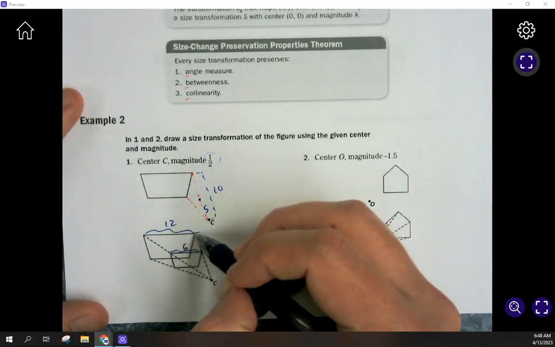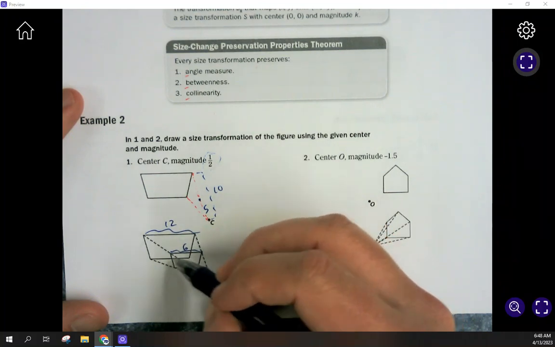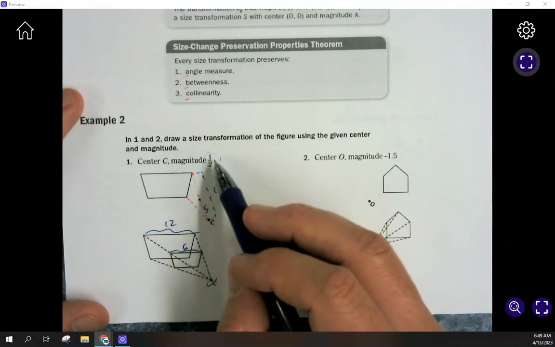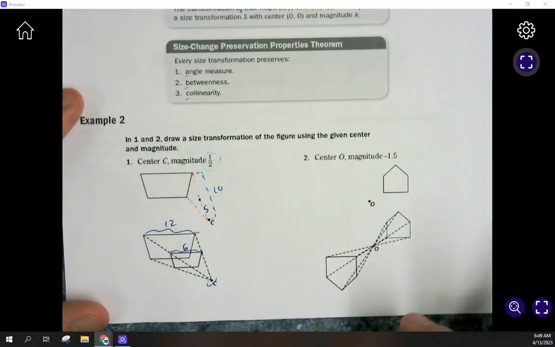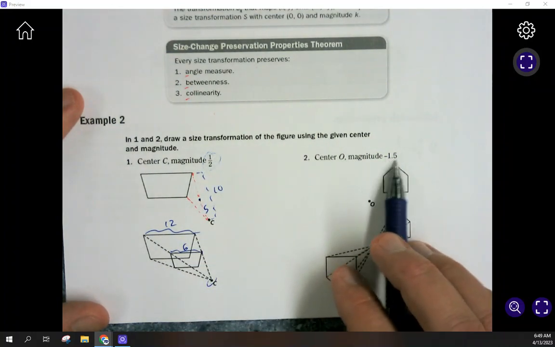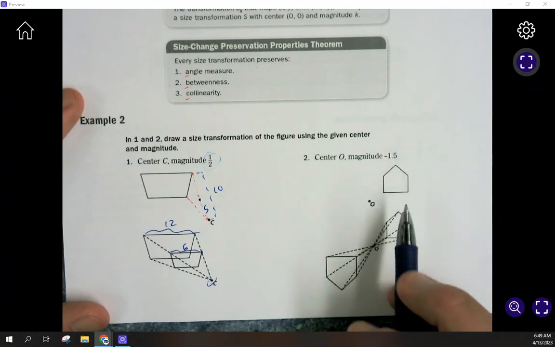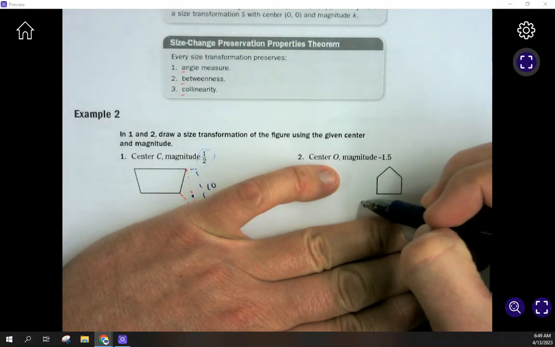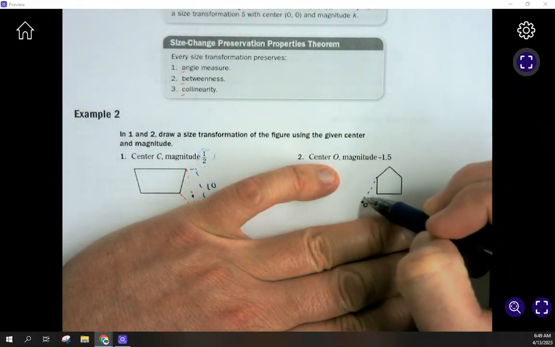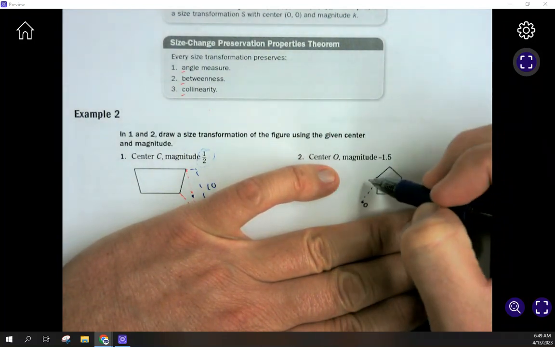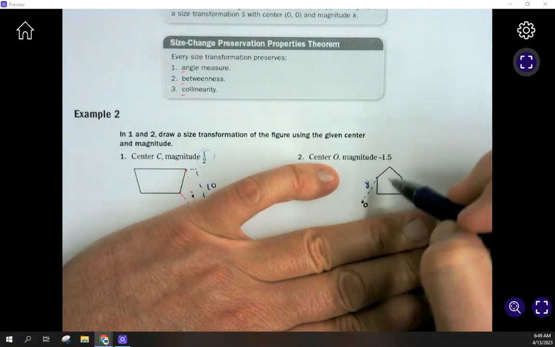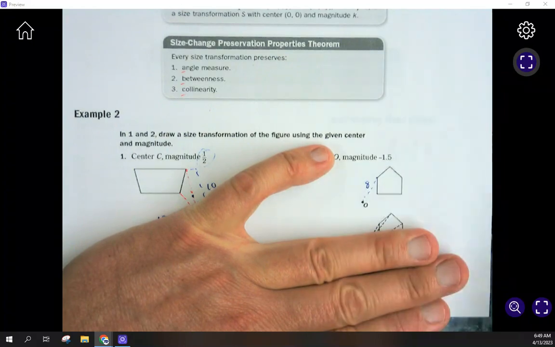But we created that by measuring the distance from each vertex to the center that was given to us, and then applying the magnitude there. In this case, it was half. Real quick, I wanted to show you what it looks like when the magnitude is negative. So again, pretend this was the original. You've got center O. You would measure the distance from here to here. Let's call this 8. And since it's negative, you're going to go on the other side.